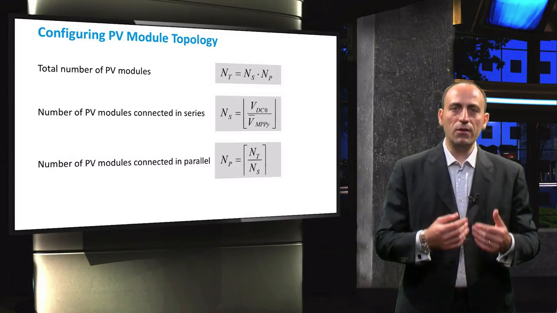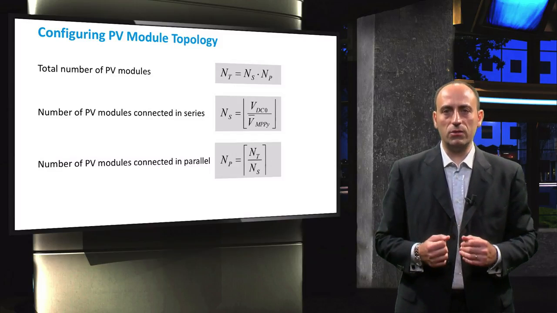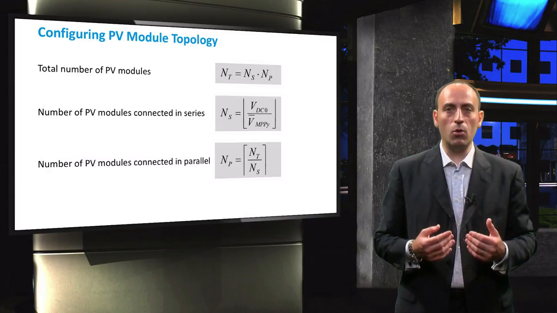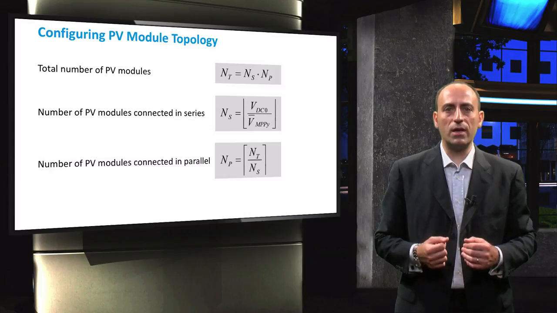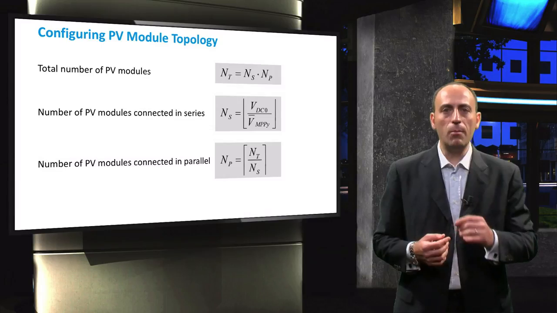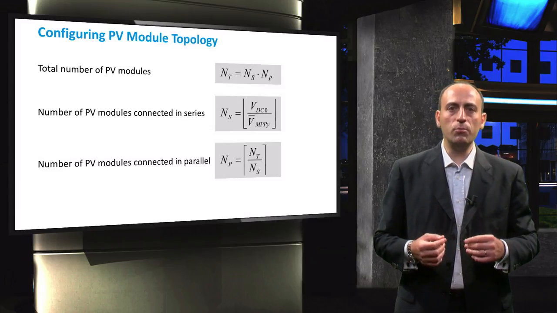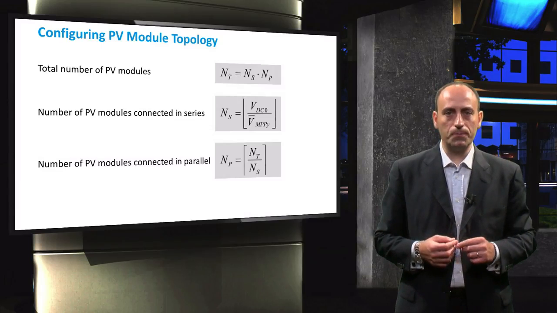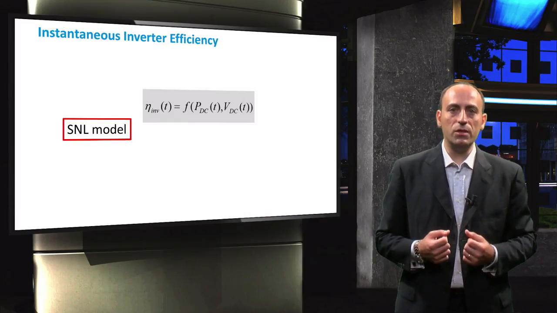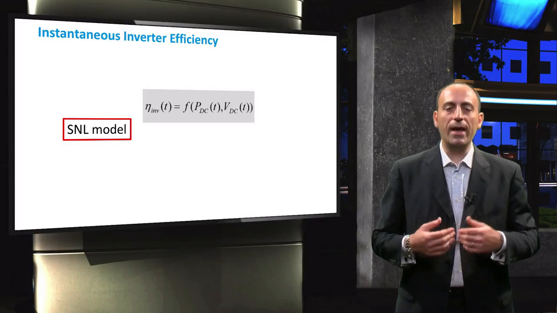Next, we determine the number of parallel connected strings. This is achieved by dividing the total number of required modules by the number of series connected modules. Just as with the total number of modules, the number of parallel connected strings should be rounded up to the nearest integer.